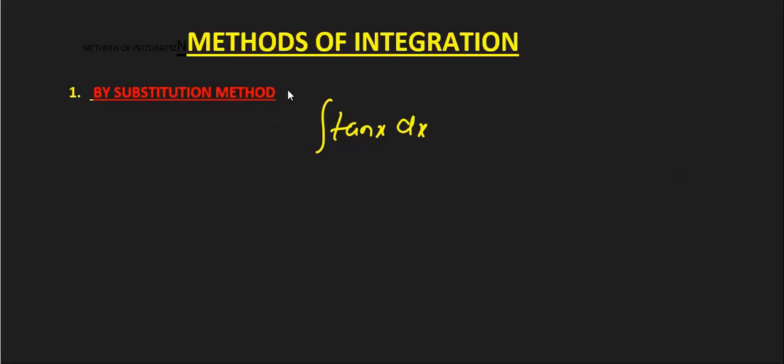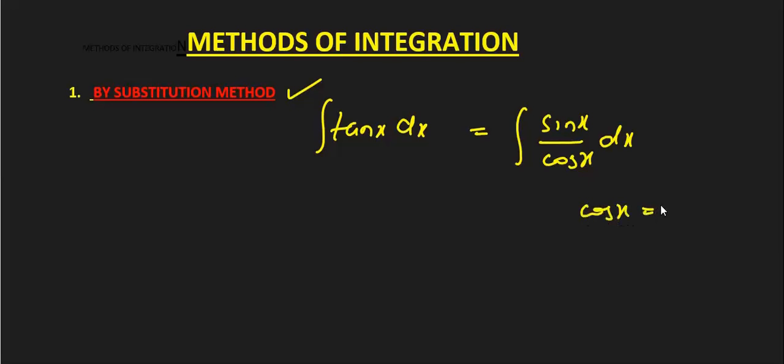So today we learn about the integration by substitution method. So how to use that substitution in this case? We'll write tan x as sin x by cos x dx. For this function, generally we'll use the substitution term from the denominator, that is cos x. So cos x equal to t. Once you use the substitution term, convert every term in the function to t form only.